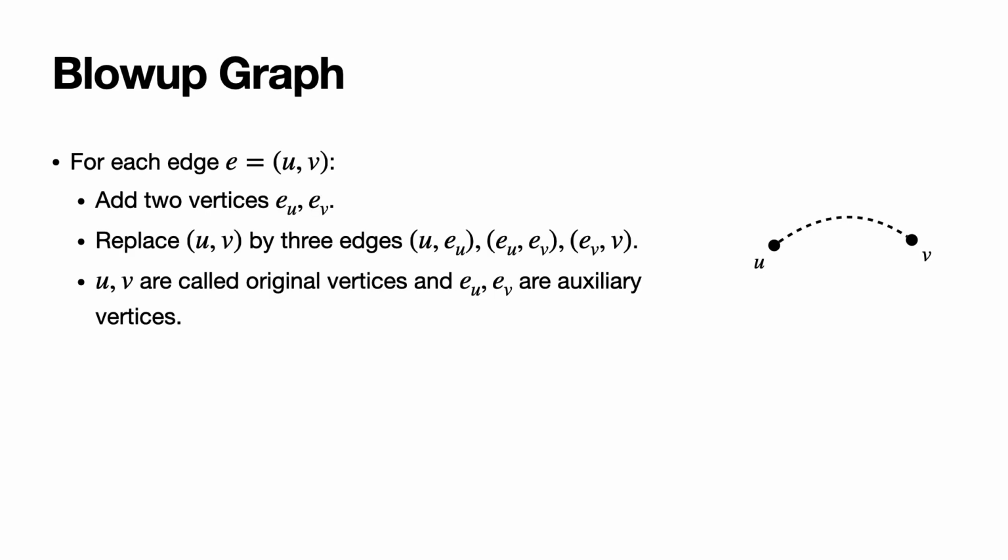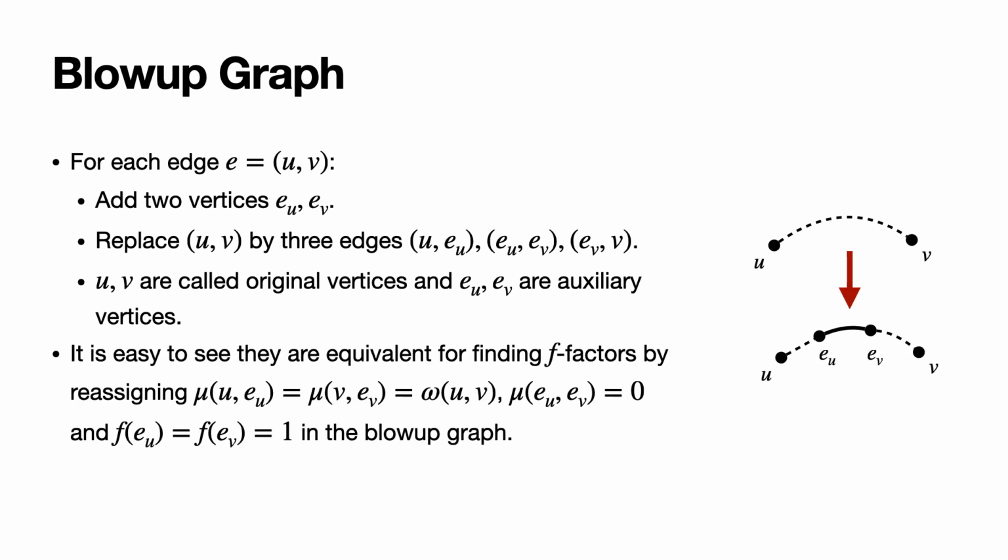Our algorithm is working in the blowup graph instead of the original graph G. To build a blowup graph, for each edge uv in G, add two vertices e_u and e_v in the blowup graph and replace uv by three edges. It's easy to see that they are equivalent for finding factors by reassigning the edge weight and the constraint function f in the blowup graph.